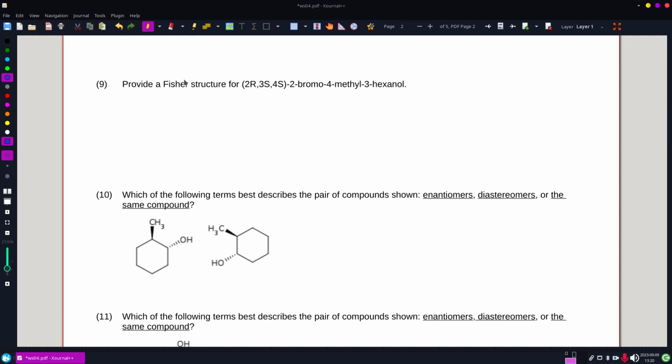Alright, we're looking at question number 9 here. We want to provide a Fischer structure for 2R,3S,4S, 2-bromo, 4-methyl, 3-hexanol. I'm going to start this with a condensed structure of that hexanol. It's a 3-hexanol, a bromo on the 2, and a methyl on 4. Those R's and S's tell us those three locations are our asymmetrical centers.